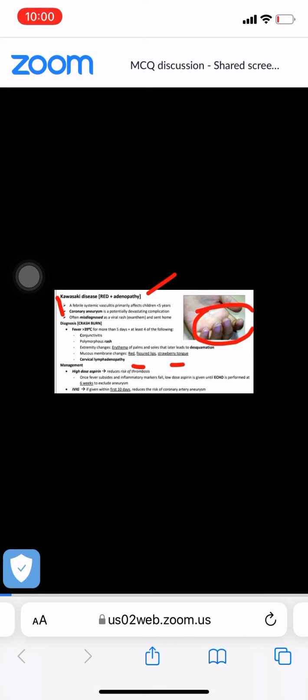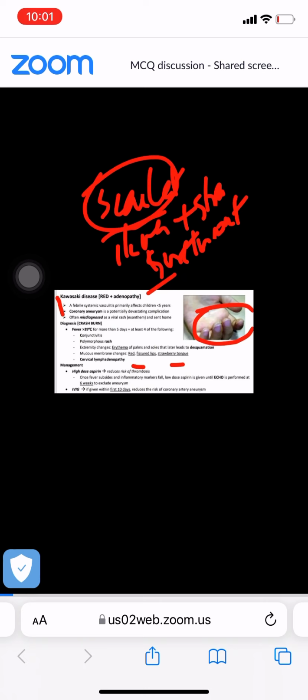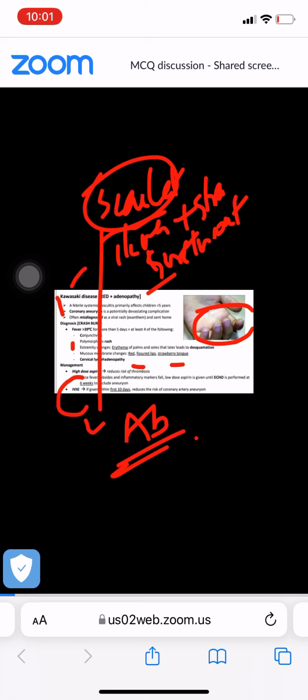Can you give me another condition with strawberry tongue? Scarlet fever. Yes, scarlet fever. Scarlet fever is somewhat similar: the child can have fever, strawberry tongue, and sore throat. What is the most common organism that causes scarlet fever? Streptococcus. Yes. So definitely we need to give antibiotics. If it is scarlet fever, always look for the other symptoms also. Rash is also a feature in scarlet fever. But with Kawasaki disease, there are extra features like conjunctivitis. Again, the most important thing is that IV immunoglobulin is the treatment.